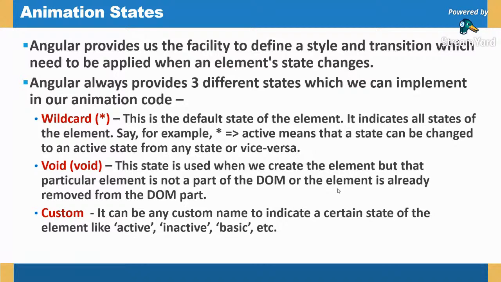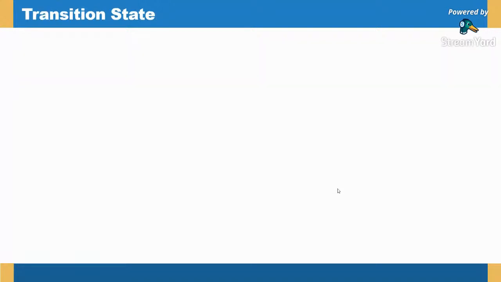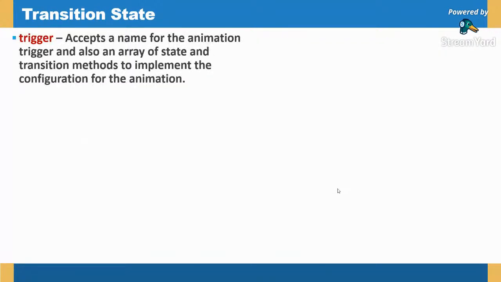And the third one is a custom state. It can be any custom state, because in this custom state we can mention the state name like active, inactive, and so on. So we need to indicate the state name or state status in this custom indicator. Most of the cases we are using either wildcards or the custom state in our animation settings. So the next is the transition state. These are the three states, that is wildcard, void, and custom, where we can mention the state change or state status of an element.